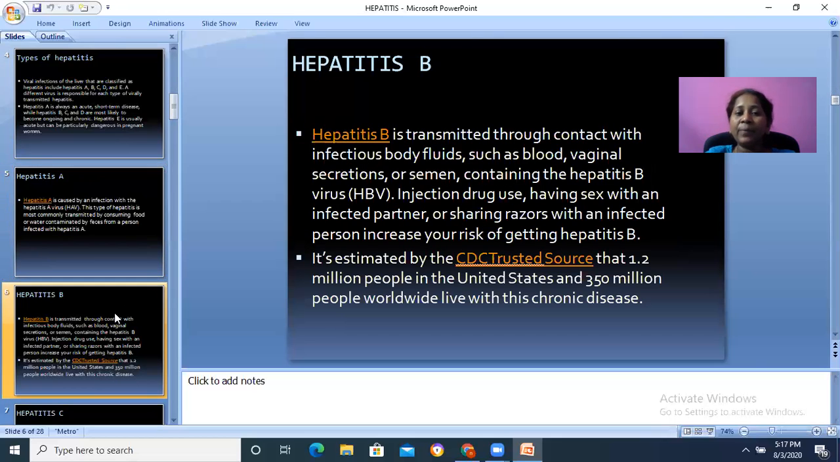Hepatitis B. Hepatitis B is transmitted through contact with infectious body fluids such as blood, vaginal secretions, semen containing the hepatitis B virus, that is HBV. Injecting drugs, having sex with an infected partner, or sharing razors with an infected person increase your risk of getting hepatitis B. It is estimated by the CDC trusted source that nearly 1.2 million people in the US are suffering from hepatitis B and 350 million people worldwide live with this chronic disease.